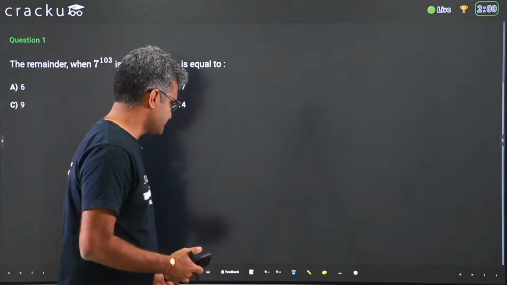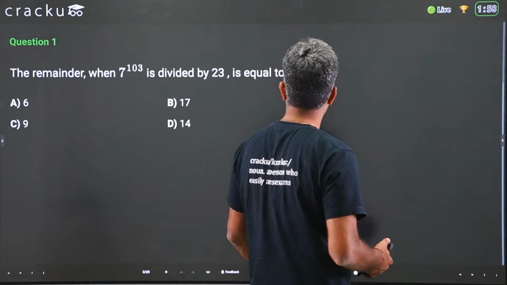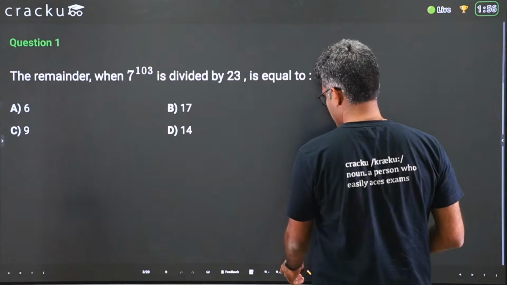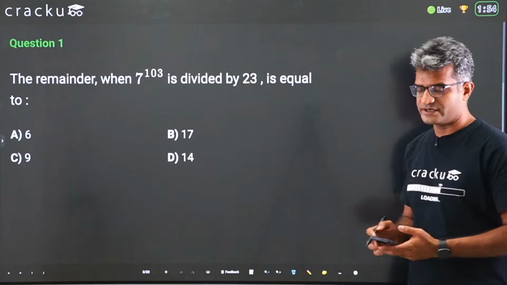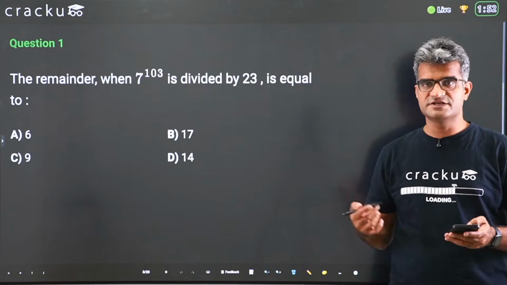This is the first question for today. You have around 2 minutes to solve it. This is not a very difficult question, so hopefully you will get it correct. If you got the answer, you can mention it in the chat.